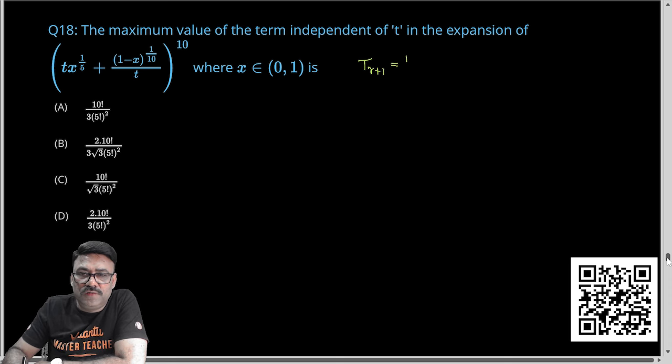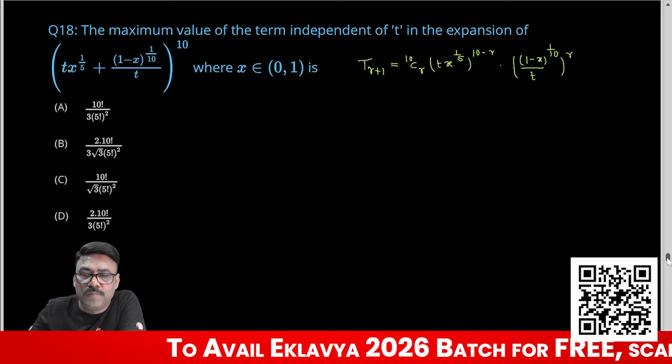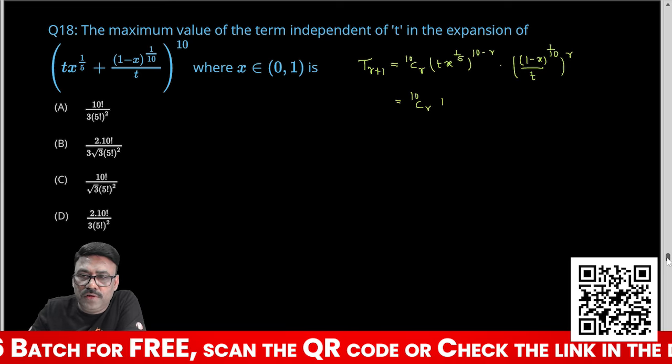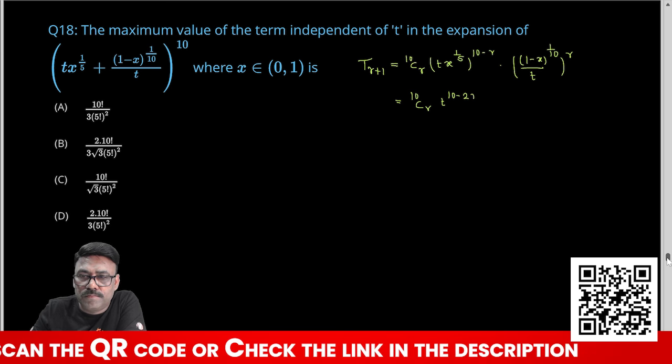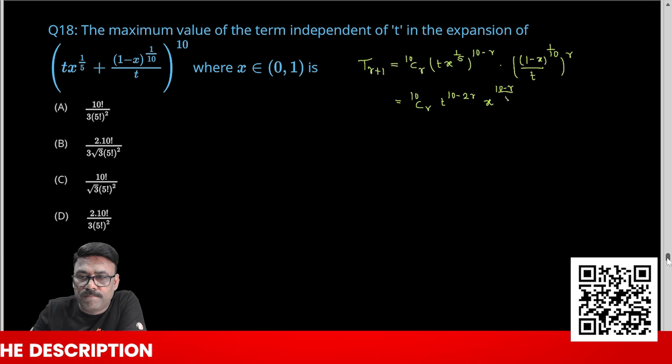T r plus 1 is 10 C r, t x raised to 1 by 5 raised to 10 minus r, and then (1 minus x) raised to 1 by 10 over t, whole raised to r. This is the general term. It can be written as 10 C r, t raised to 10 minus 2r, x raised to (10 minus r) by 5, and then (1 minus x) raised to r by 10.